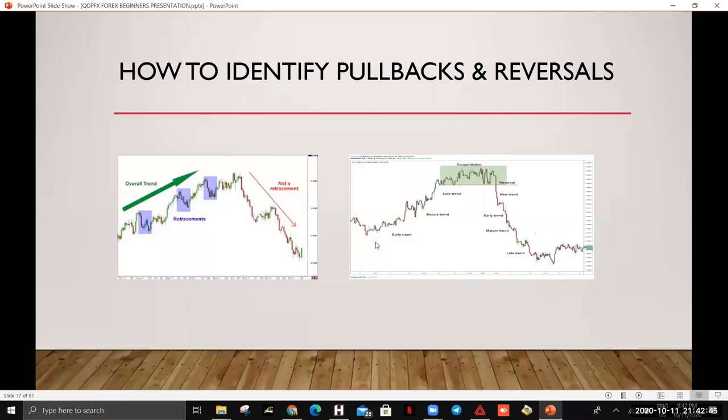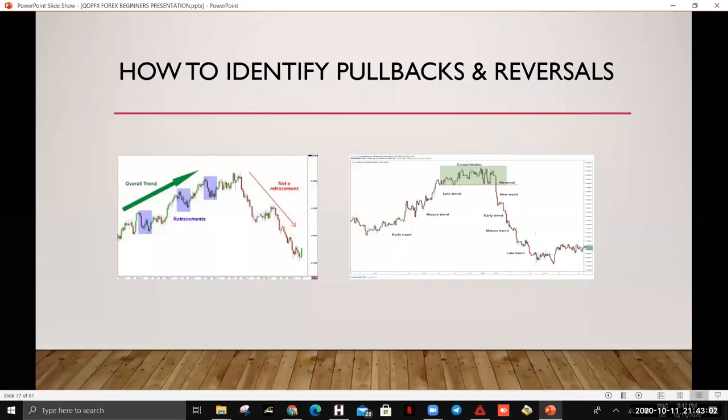Same thing here. You can see here, this is an uptrend. It came here, consolidated, and broke through. This is no more a pullback. This is now a reversal. The trend has changed from uptrend to what? Downtrend.